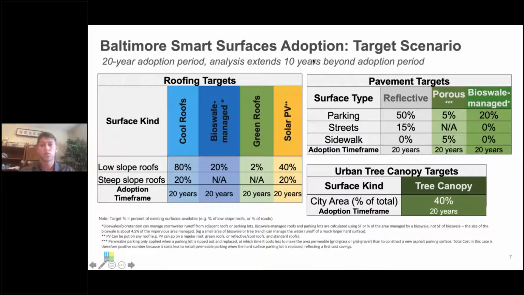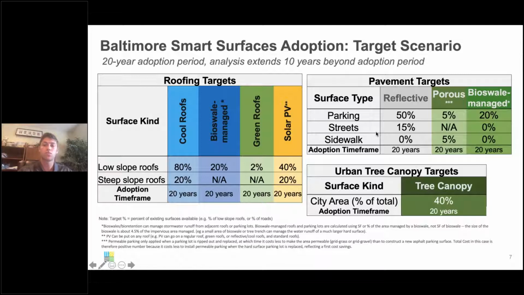Next slide. So we actually worked with Baltimore NGOs, with the help of Mark, obviously. We also worked with the Baltimore Neighborhood Indicators Alliance to set a target for Baltimore to adopt smart surfaces across the city over a 20-year period. And we actually quantified benefits and costs for an additional 10 years after, so it's really a 30-year calculation period.